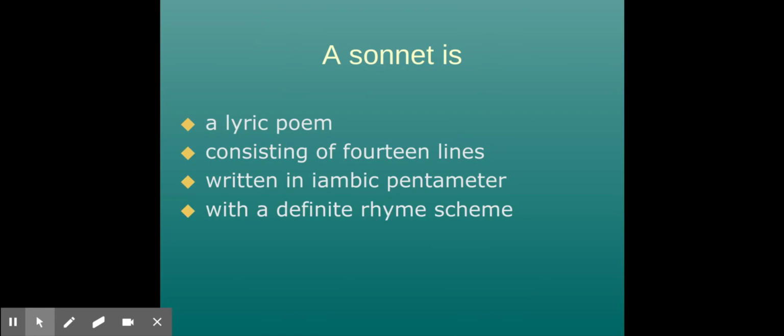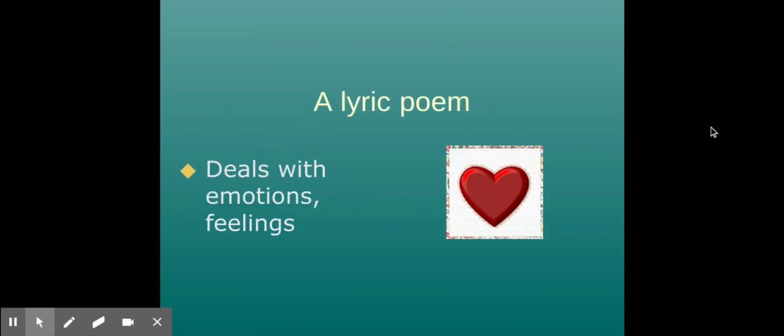It has a definite rhyme scheme and a definite thought structure. That means that it's organized in the same way. Each sonnet develops kind of in the same way, and we'll talk about that in just a minute. So, just a reminder from when we talked about odes, a lyric poem deals with emotions. Odes were also lyric poems, and a sonnet is another type of lyric poem. So, it deals with emotions and feelings of the poet.